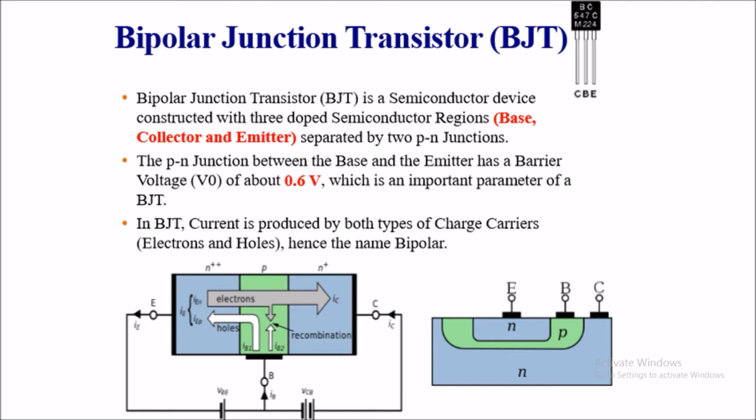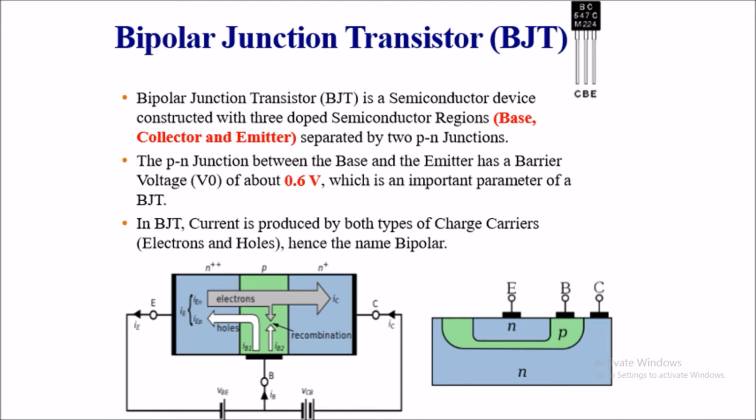In a BJT, current is produced by both types of charge carriers, electrons and holes, hence the name bipolar. Bipolar comes from this: the current is produced because of both the electrons and the holes, positive and negative charges.